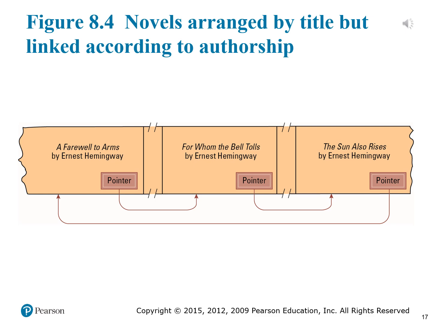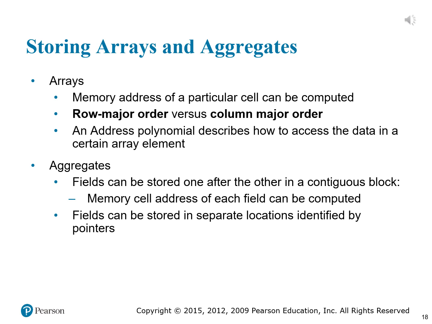For the matrix, how to store the 50 values in memory. The expression C times (I minus 1) plus (J minus 1) is sometimes called the address polynomial.